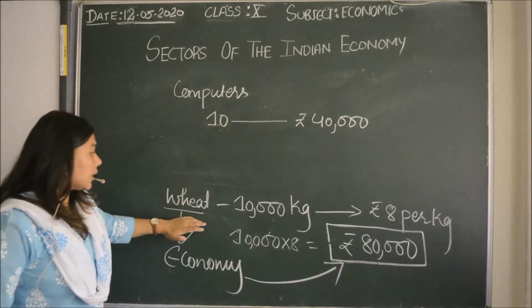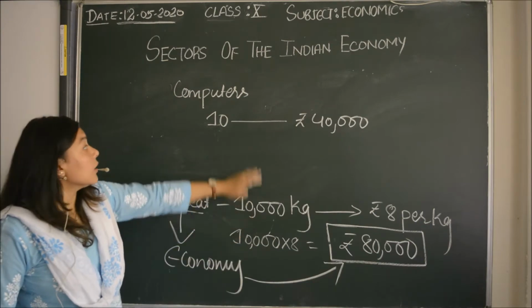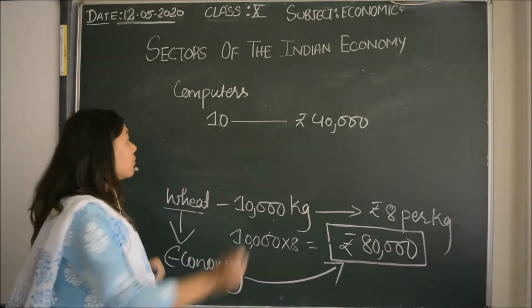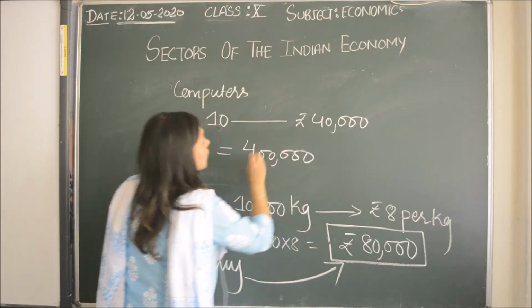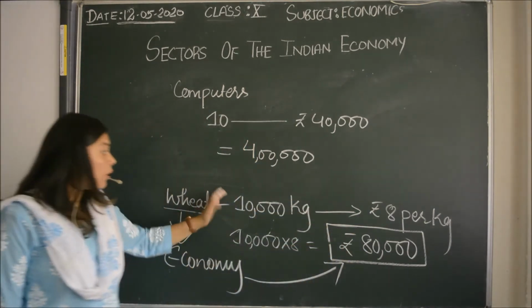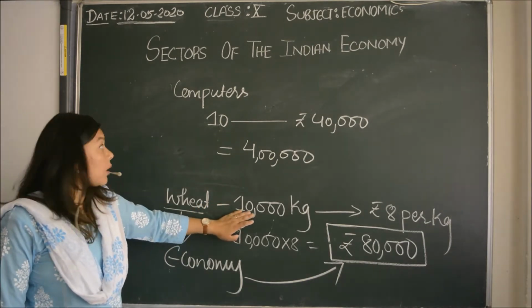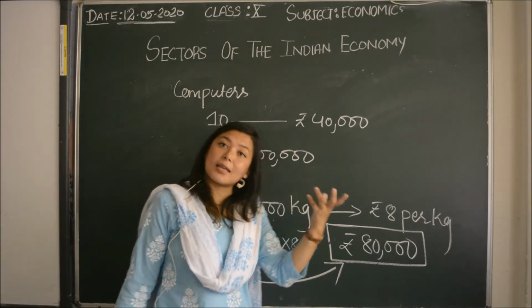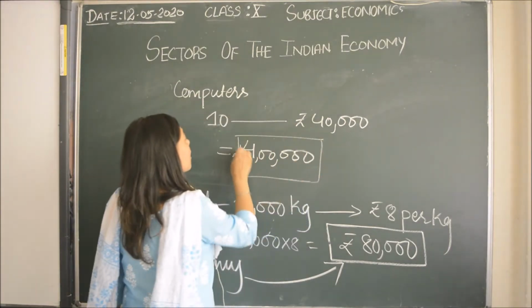Only 10 computers are produced. When we compare it to wheat, the production of wheat is more, it is 10,000. But the values will differ, because when we calculate this, it will be 4 lakh. That means the value of computers is more than the value of wheat, though if we count in numbers, wheat has more. So only the valuation of goods and services will be added towards the economy. Here, the valuation of computers towards the economy will be rupees 4 lakh.